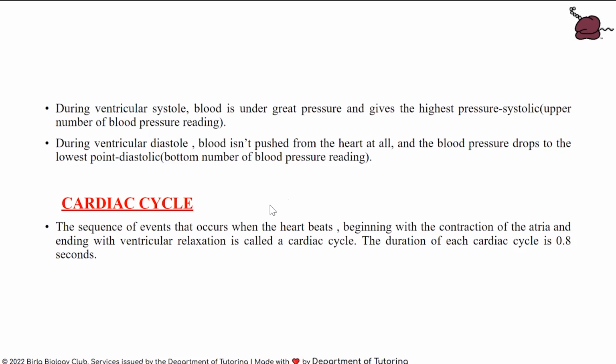Cardiac cycle. The sequence of events that occur when the heart beats is what's known as the cardiac cycle. It begins with the contraction of the atria and it ends with the relaxation of the ventricles. The duration of each cardiac cycle is 0.8 seconds.